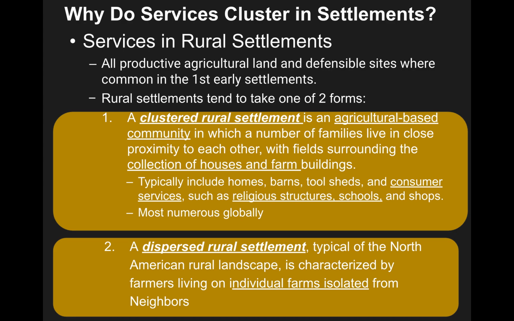This is the most numerous globally currently in the world. The other is dispersed rural settlement. This is individual farms, typical of the North American rural landscape. This is typical not of the New England area, but of the middle colonies during colonial America, where the middle colonies were assortments of individuals rather than groups of a cohesive group like the New England colonies.